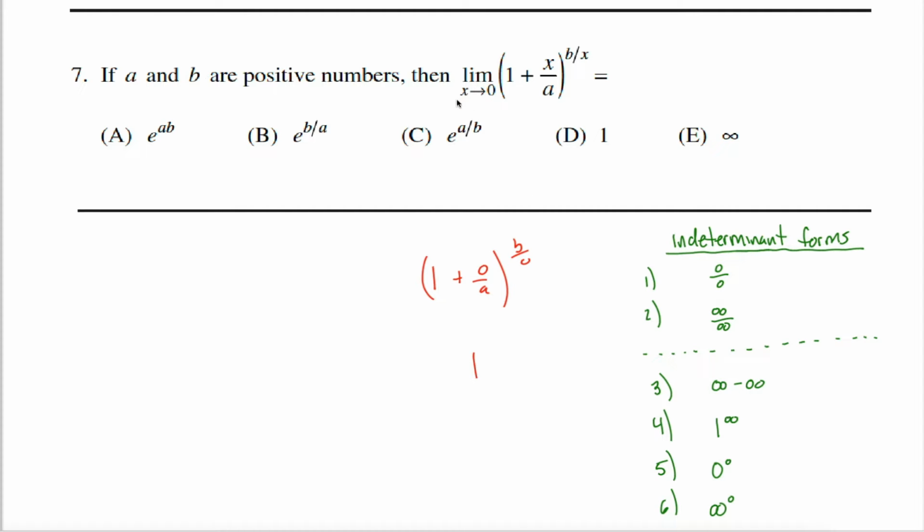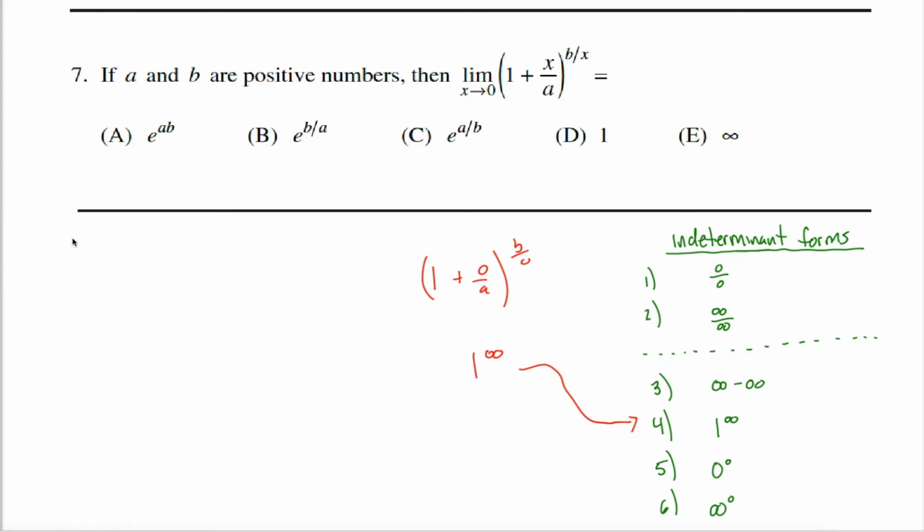This 0 here represents a number that's approaching 0. Think a really, really small number. So you get b, some positive number, and you're dividing it by some really, really small number. This gets arbitrarily large. Arbitrarily large positive if this small number is positive, arbitrarily large negative if this small number is negative. Either way, we got 1 to the infinite power. We have this fourth indeterminate form.